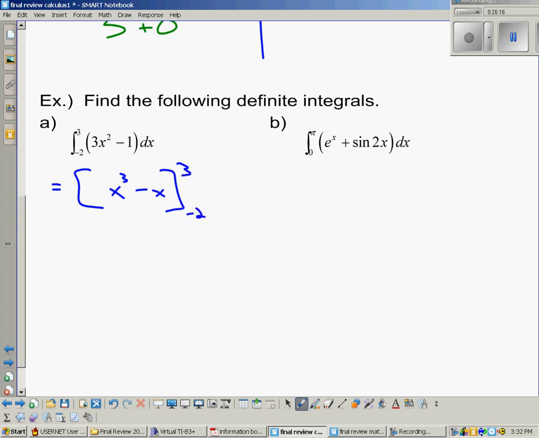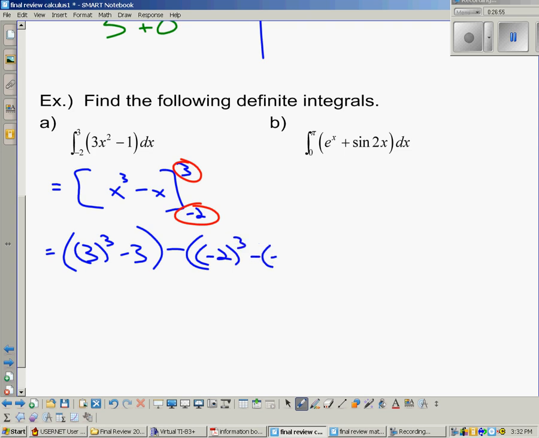Now, people use different notation here when we're talking about these boundaries. Any acceptable notation is fine. So some people use a vertical line like that. It's all good. Now what I've got to do is plug in the 3 to this expression, the x cubed minus x. Okay, so that's going to give me 3 cubed minus 3. And I'm going to subtract off what I'd have when I substitute in -2 for the whole expression, which will be -2 cubed minus -2.